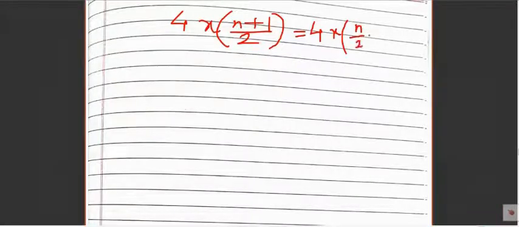The next part of the question is 4x of (n plus 1) divided by 2. So how can we write this? 4x of n by 2 plus 1 by 2, and when we do the shifting, every value will be shifted by 0.5. So this type of question is not possible, because we cannot shift by 0.5 unit.